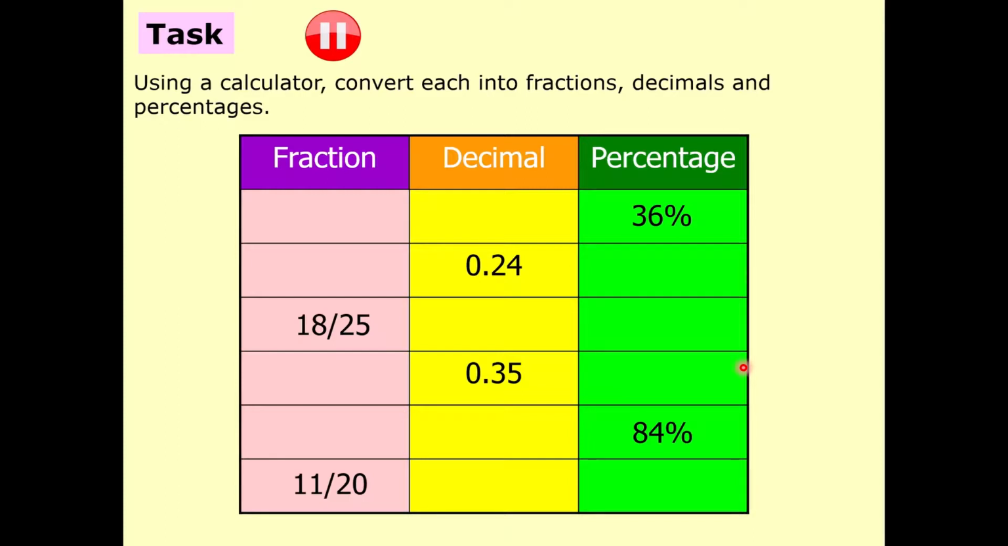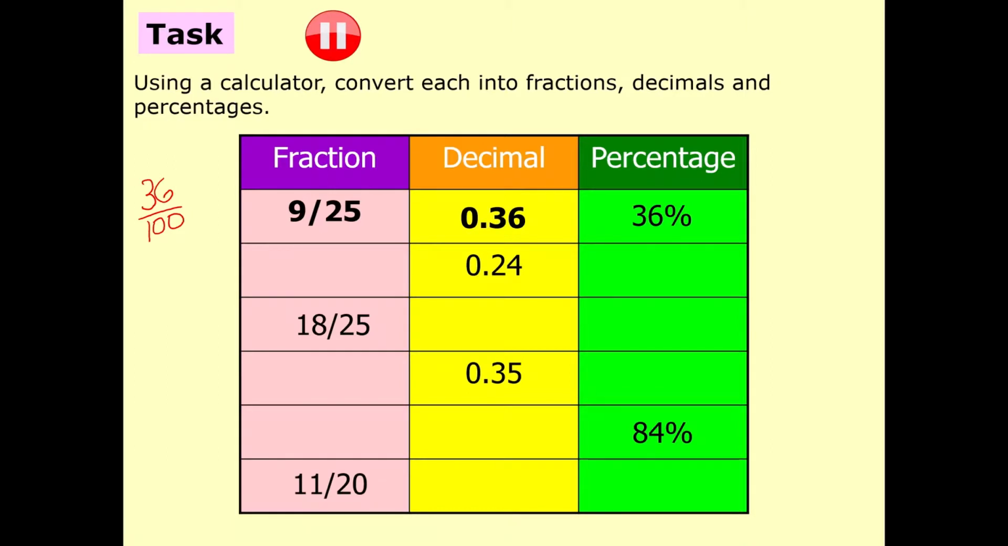Okay, hopefully I've unpaused now and you've given them a go. So first one, we have 36%. We're going to start by changing this into a fraction. So you would do 36 over 100, and then simplify top and bottom by dividing by 4 to get your 9 over 25. Once we've done that, you could have either divided your percentage by 100 to get 0.36 or done 9 divided by 25. Whatever step you took, that's absolutely fine.